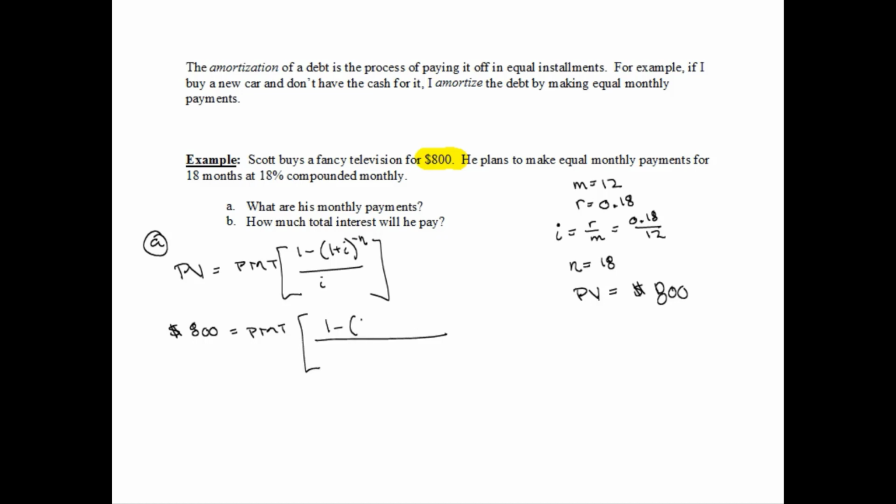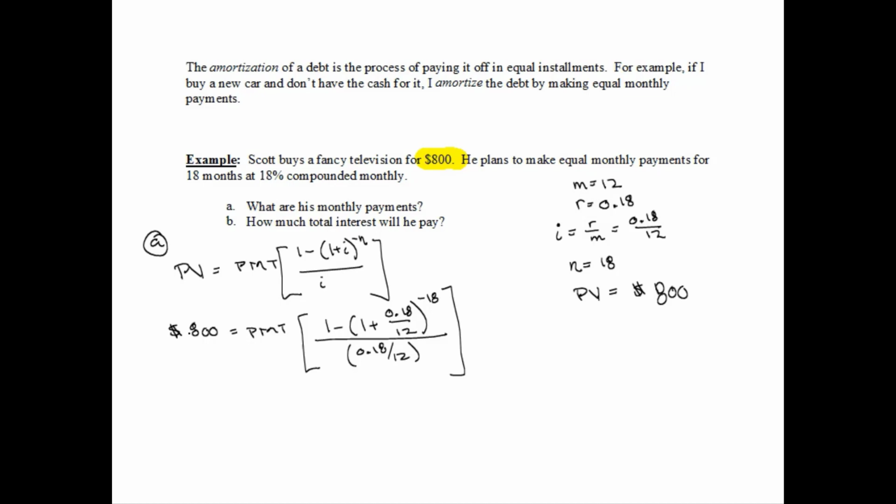So here we have 1 minus 1 plus 0.18 over 12. Again, make sure you don't round until the very end. Okay, again, I would suggest that you simplify this complicated expression in brackets first, starting with the numerator, divide by the denominator, hit enter, and you should get a number for that part in brackets.